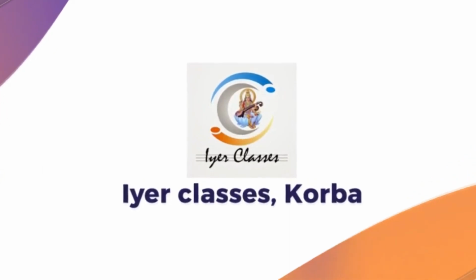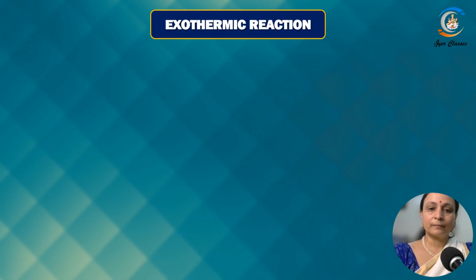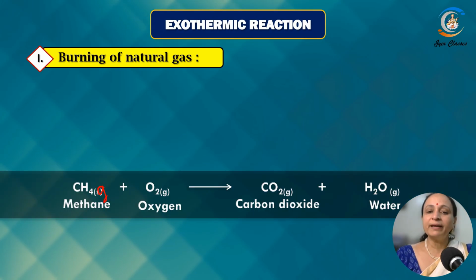Now the chemical reaction and equation, we are going to talk about Module 5. Exothermic reaction. In some reactions you can see that heat is involved, and in some reactions heat is absorbed. The reaction in which heat is evolved is called an exothermic reaction.